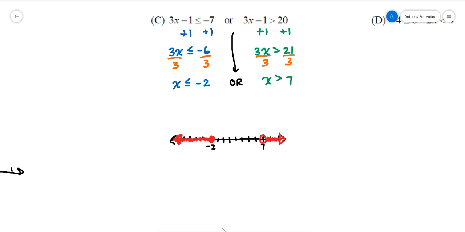An OR statement often looks like this because it's saying that I have two different options. Either I'm going to have a value that's negative 2 or less, or more than 7. I can't be both at the same time. You're not going to see overlap between this, but this represents all the solutions that would make one of these statements true. So an OR statement means only one of the two or more statements needs to be true.